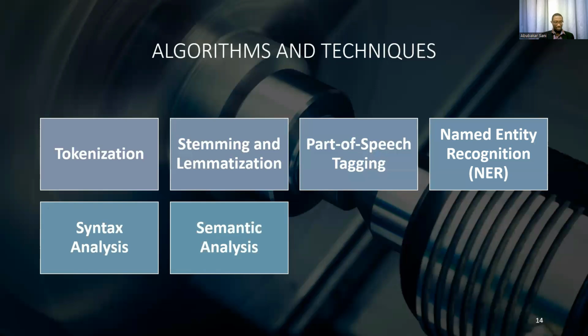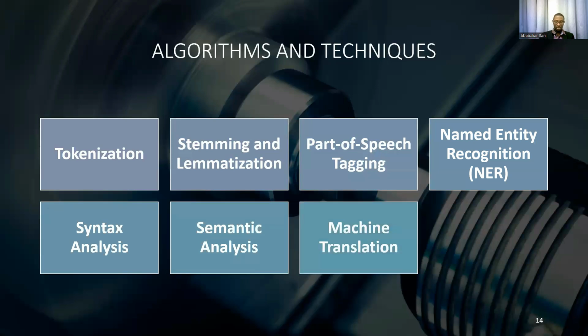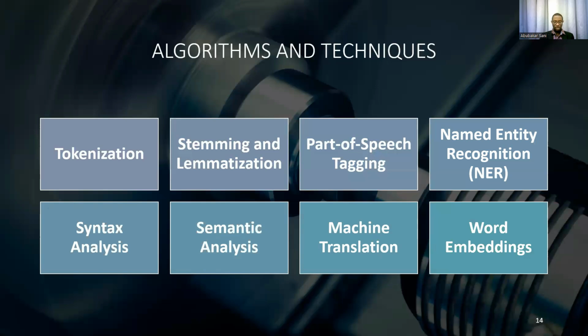Sometimes it can be syntactically correct but semantically wrong. We have machine translation. This is just translating from one language to another language. We have word embeddings. This is where we take the words that we have and make them into numbers. Computers understand numbers. So if you have words written in English, you have to convert the words into numbers. That's mostly word embedding.